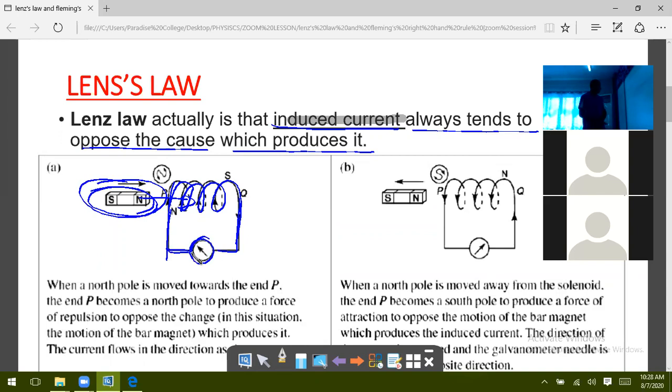Now, to really understand the law, what does it mean by induced current always tends to oppose the cause which produces it? The cause is moving the magnet in and out of the solenoid. But when current is produced in the coil, it is produced in a direction. The direction determines this part here. It tends to oppose. Now, looking at the diagram here.